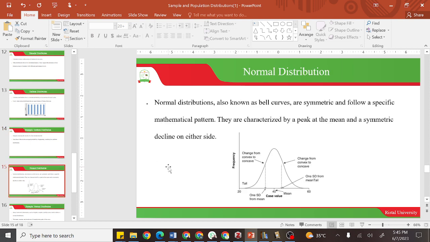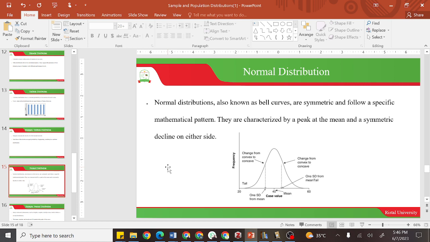So we look at what we call a normal distribution. A normal distribution is, it's actually what we had earlier on discussed, but I think we did not give more elaboration. But basically, a normal distribution is the symmetrical distribution, like we saw. It is bell-shaped, okay, and it has a specific mathematical pattern that it actually follows.